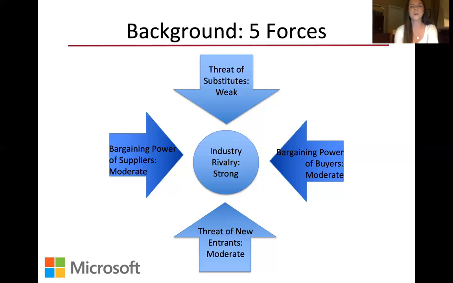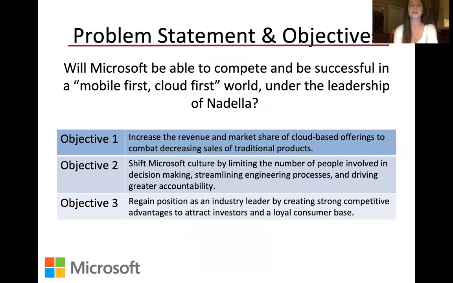So the central problem of the case is whether or not Microsoft will be able to compete and be successful in the mobile-first, cloud-first world under the leadership of Nadella. To combat the challenges that Microsoft is facing, they need to follow these 3 major objectives. Number 1 being to increase the revenue and market share of cloud-based offerings in order to combat decreasing sales of traditional products.